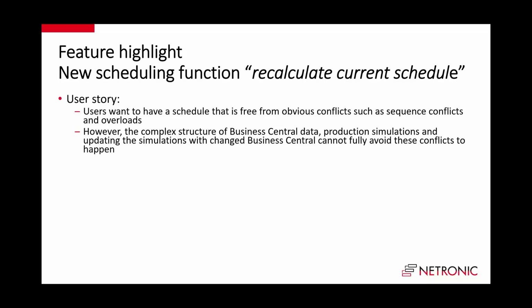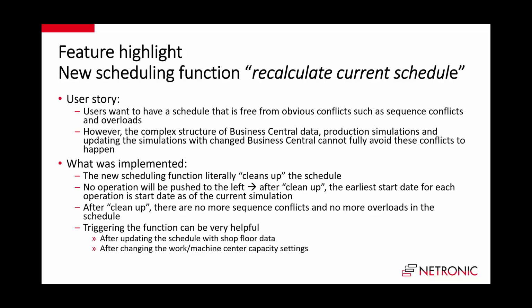We figured out that with the complex structure of Business Central data, a simulation that we have, updating the simulation with changed Business Central data, we cannot fully avoid that conflicting situations in the schedule happen. So from time to time, we had the case that we saw an overload on a machine center where there should be none. And then we could always explain this with, okay, we updated data in Business Central inconsistently, and then updated the simulation, and then something got weird.